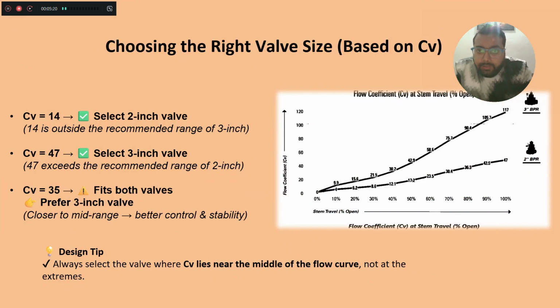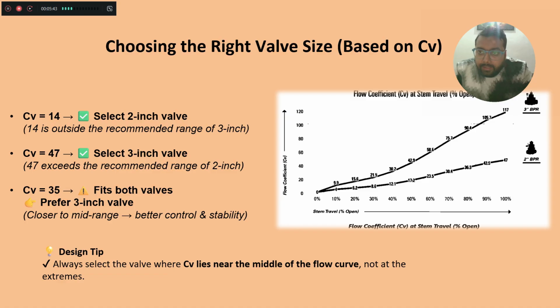Now, choosing the right valve based on the CV. I have just taken one example. Suppose you have a CV of 14 and, at the right hand side, there is a graph of the 3-inch and 2-inch valve. So CV 14 is perfectly coming into the mid range of the 2-inch valve. So the 2-inch valve is perfect for the CV 14.